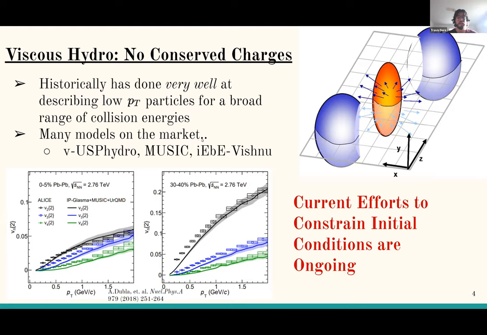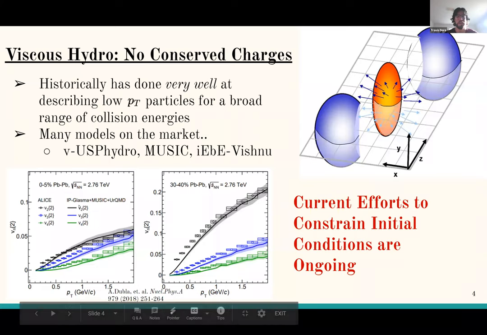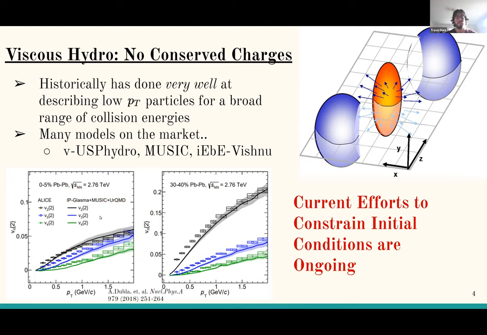There are many models on the market. v-USPhydro was pioneered by my advisor, Jackie. That's an SPH. This is different than the other hydro models on the market because it's a smooth particle hydrodynamics model. We'll talk a little bit about that later. Not too important right now. These other two, MUSIC and iEBE-VISHNU, are grid codes, but VISHNU is a package that evolves you from initial state all the way to hadronization and freeze-out.